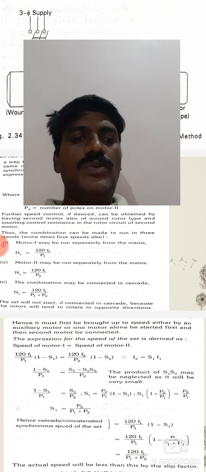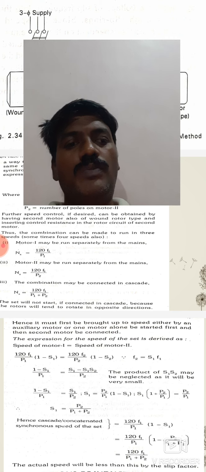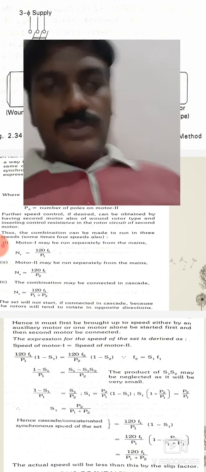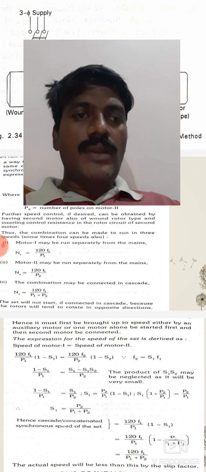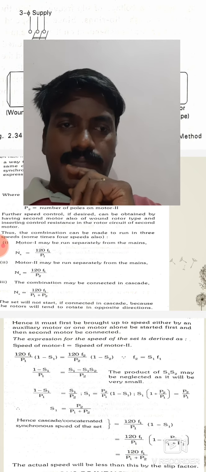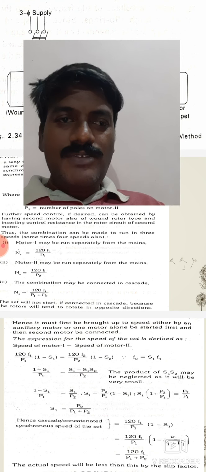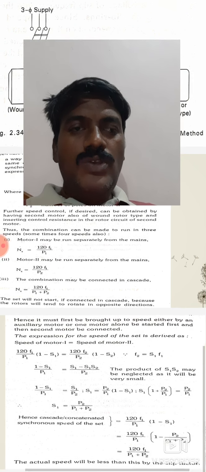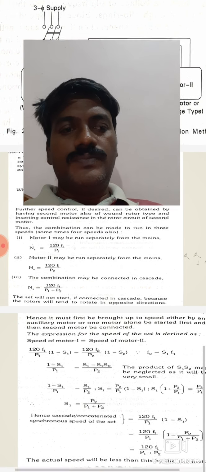So 120 into F1 by P1 into (1 minus S1) is equal to 120 into F2 by P2 into (1 minus S2). So equate the two speeds, the speed of the first motor and the speed of the second motor. Why do we have to equate? Because they are mechanically coupled. Mechanically coupled means they must rotate with the same speed. So by using that logic, I am equating the equations.